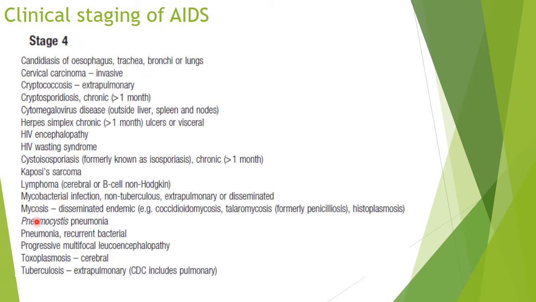On stage 4, many opportunistic infections occur, like candidiasis of esophagus, trachea, bronchi, lungs. There can be cryptosporidiosis, cryptococcosis, and other conditions: cerebral toxoplasmosis, extrapulmonary tuberculosis, pneumocystis pneumonia, lymphoma, Kaposi sarcoma, cystoisosporiasis, and many other conditions.